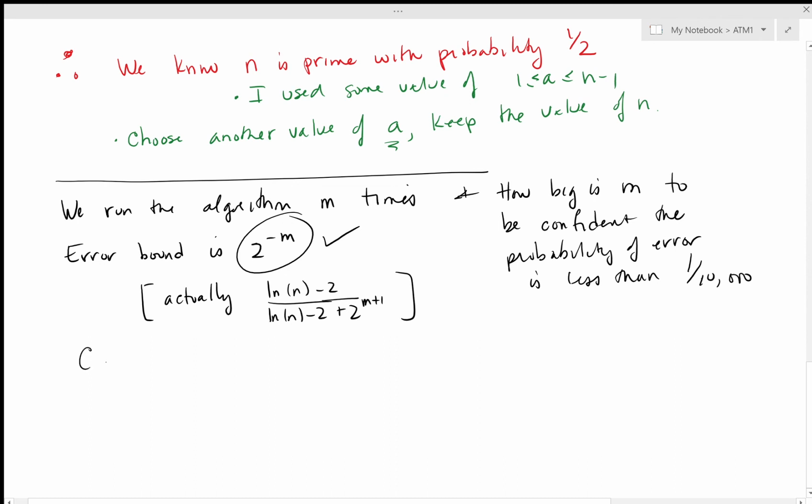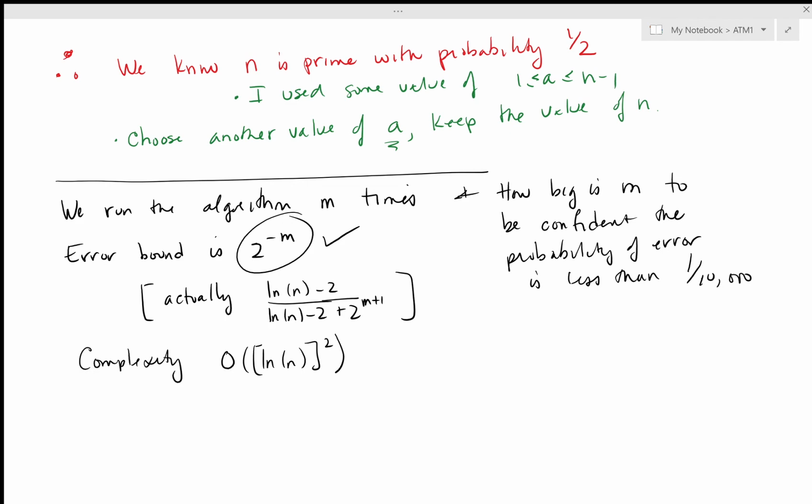The complexity of this algorithm is big O of log n squared. You see, the log n is coming from the fact that we are doing the modular exponentiation, and we are doing it on a size of n over 2 effectively. So that's where the complexity bound is coming from.